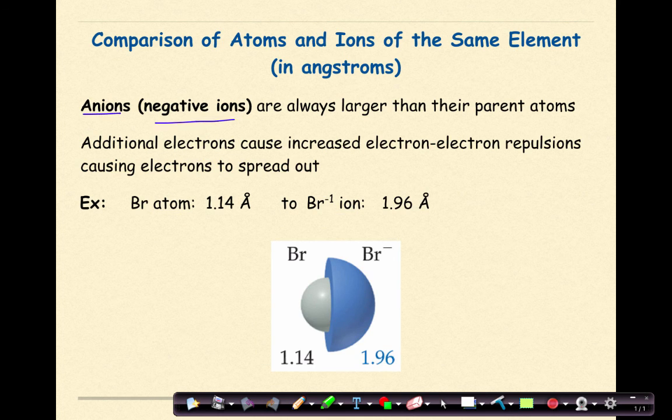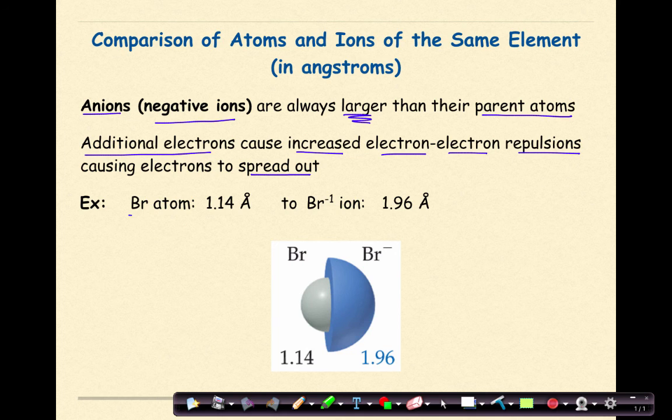Anions, or negative ions, are always larger than their parent atoms. Additional electrons cause increased electron-electron repulsions, causing electrons to spread out. So as we add electrons to that outermost shell, the electrons are going to repel each other, therefore increasing the radius of the ion as they gain electrons.